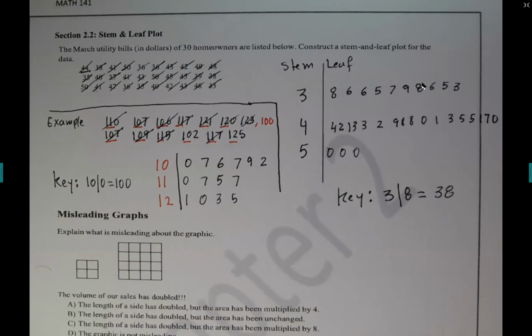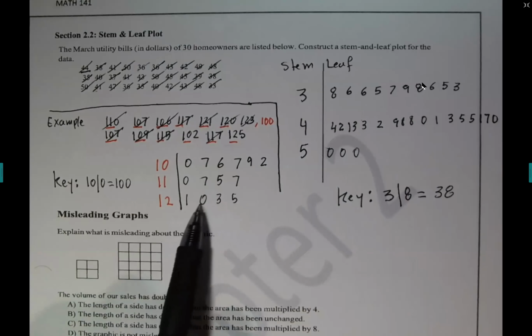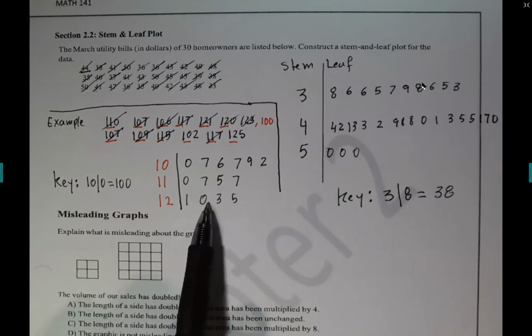So if you would ask me, do we need to reorder those numbers? You can make them 0135, 0577, or 026779, but that's an unordered stem and leaf plot. Okay, and I'm going to show you in a little bit how StatCrunch can do a stem and leaf plot for you. The TI-84 doesn't do it, but StatCrunch can.